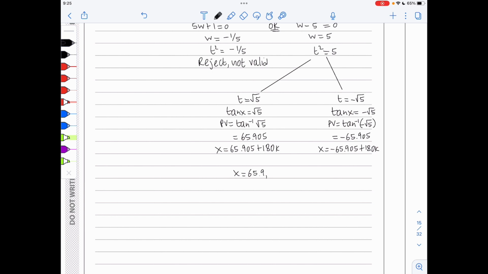I get an answer of 245.9 and 114.1. And finally, I will put k to be 2 here, and I get 294.1, a total of 4 answers in the range between 0 and 360.